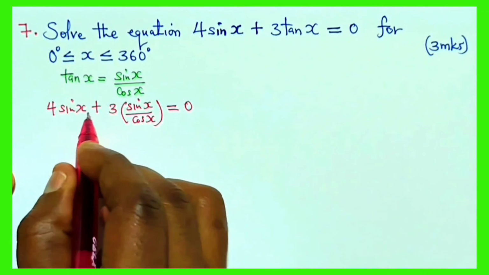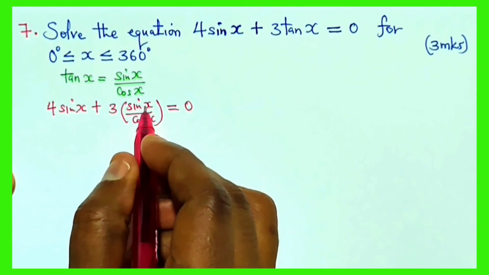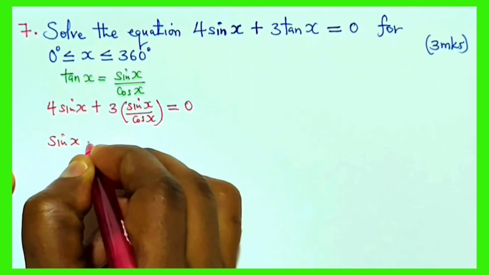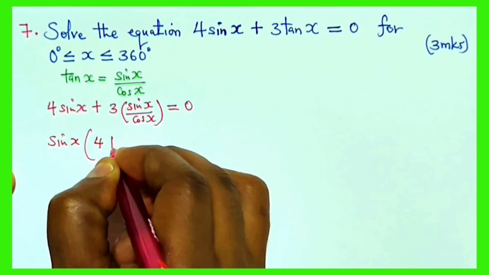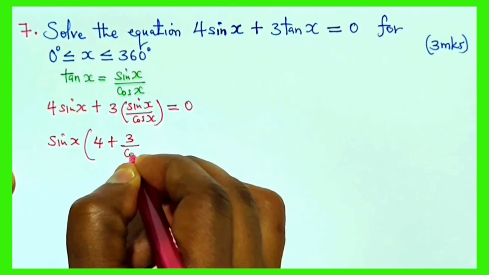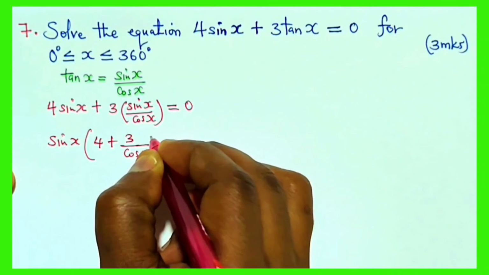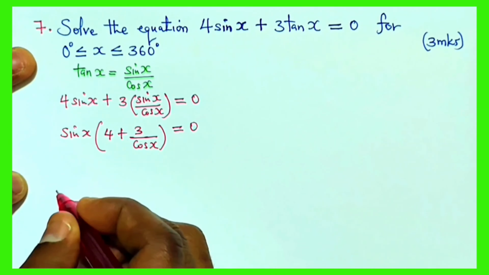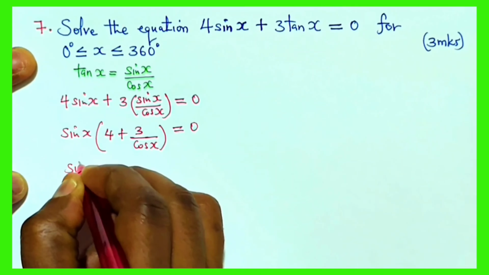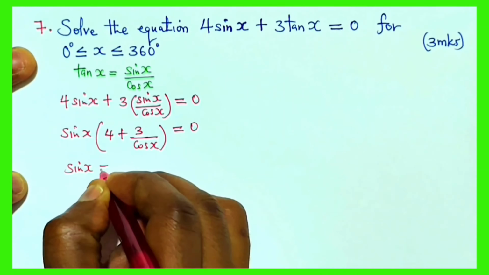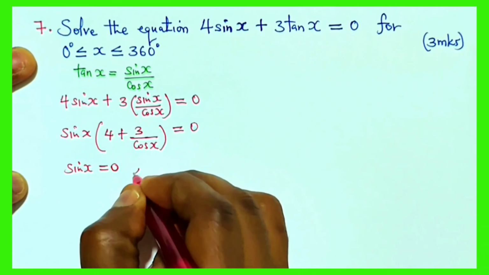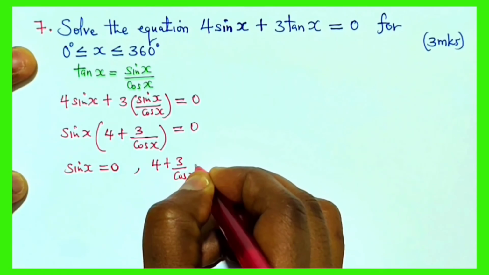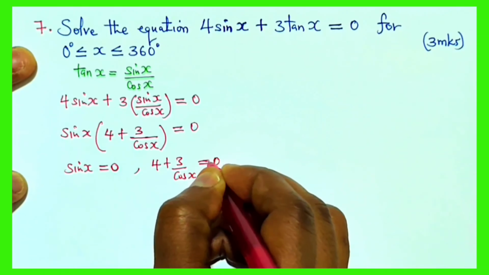And then sine x is common in these two terms, so we're going to factor it out. We're going to have sine x into bracket 4 plus 3 divided by cos x, and this will be equal to 0. We end up having two factors here, and the first one is sine x, which will be equal to 0, and the second one is 4 plus 3 over cos x to be equal to 0.